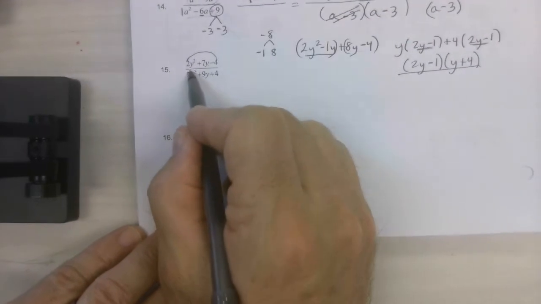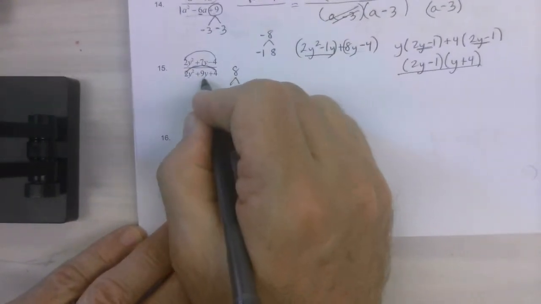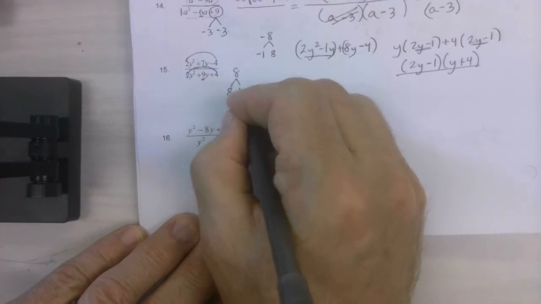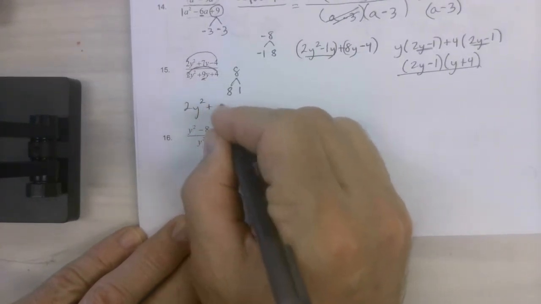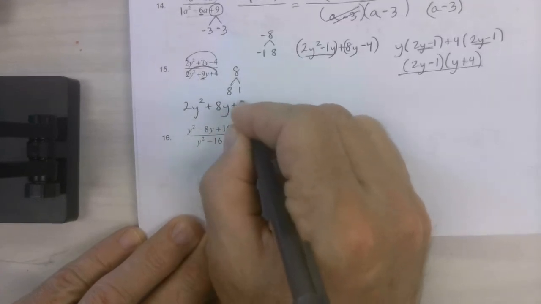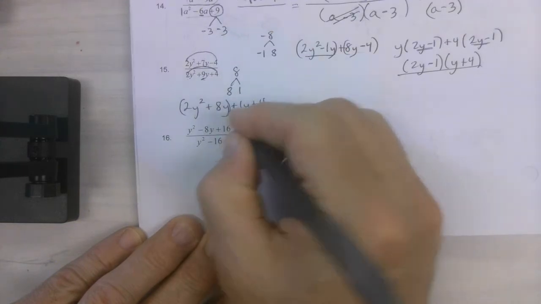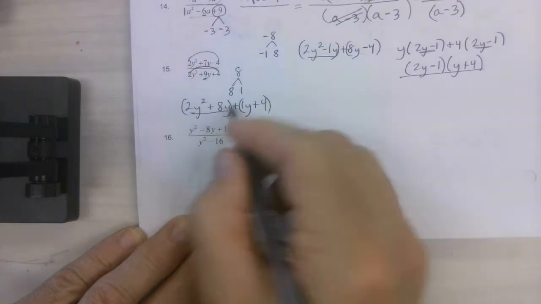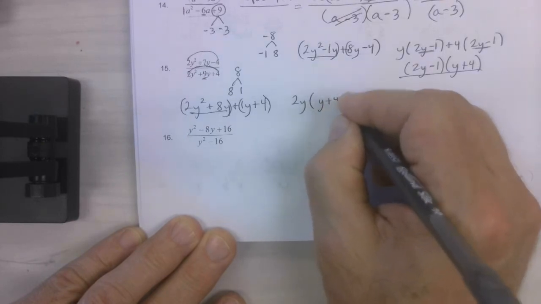Now we got to do the same thing with this one. So 2 times 4 is 8. Two factors of 8 that add up to 9. Well, that's 8 and 1. So we can rewrite this one as 2y squared plus 8y plus 1y plus 4. Insert parentheses, and now factor as much as you can out of that. That'd be 2y, (y plus 4).